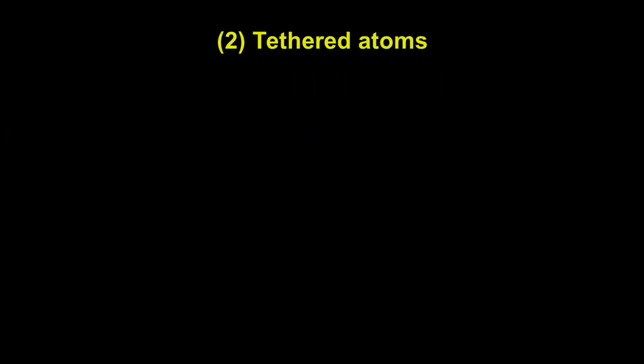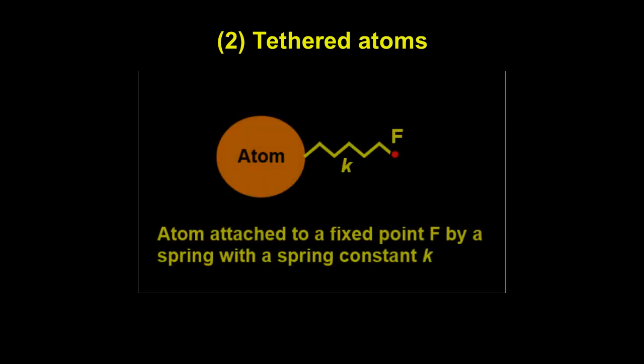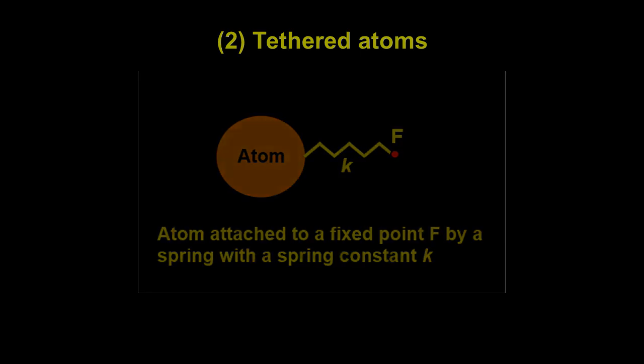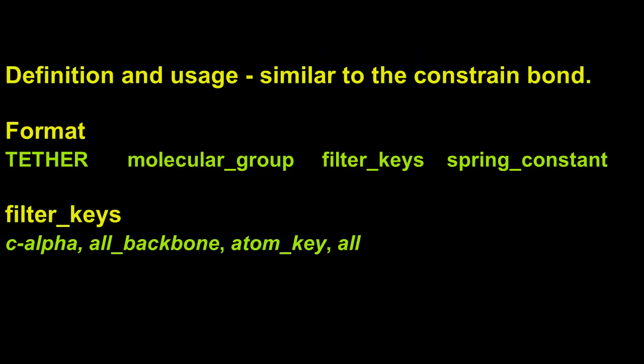Next, we look at the tethered atoms. An atom is said to be tethered when it is connected to a fixed imaginary point F by a spring with a spring constant K. The fixed point F is centered at the atom in the initial configuration before the start of a molecular dynamics run. The point F will be fixed throughout the simulation, while the position of the atom will fluctuate around that point. The procedures to set up tethered atoms are similar to those of constrained bonds. In the control file, the tether master switch must be turned on.